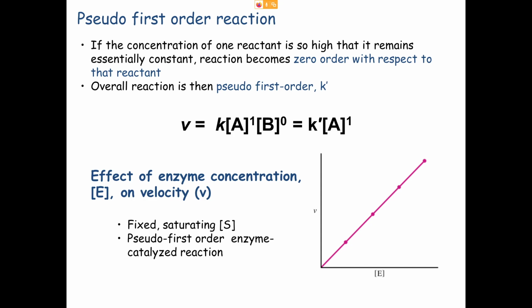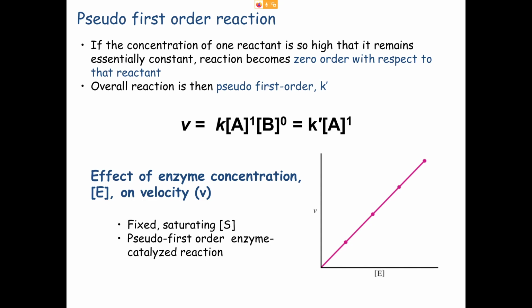Okay, so we can rewrite our equation as V equals K times A again, because it does depend on A, but B to the 0, because it really doesn't depend on B anymore. B is virtually omnipresent. It's always there. You can't make it go away. So we can eliminate that. B to the 0 becomes 1, and it goes away. So we rewrite the equation as K prime. It's just like saying K, it's just our new K, right, times A to the power of 1 again. So now V is clearly dependent on only one thing, and it looks first order.